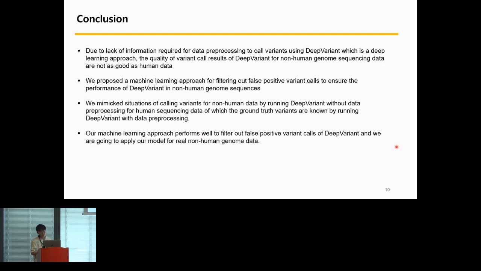In summary, deep learning-based variant calling methods like DeepVariant face limitations when applied to non-human genome sequences due to the lack of information obtained from data pre-processing. To address this challenge, we have proposed a machine learning approach aimed at filtering out false positive variant calls. Our approach enhances the performance of DeepVariant specifically for non-human genome sequences.